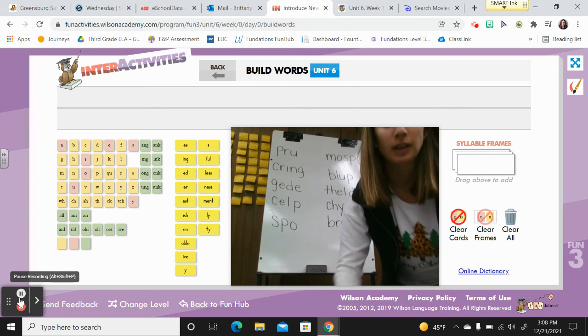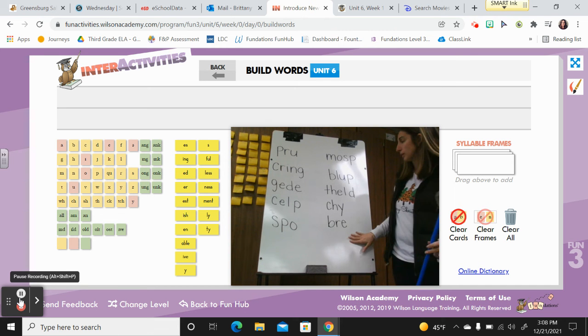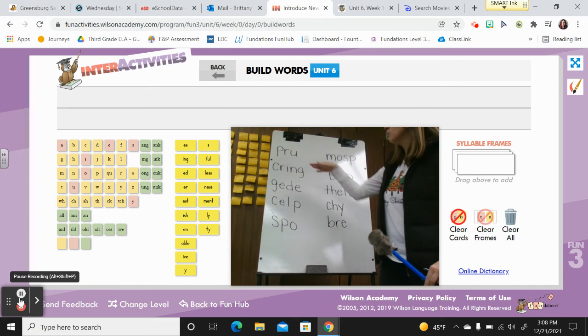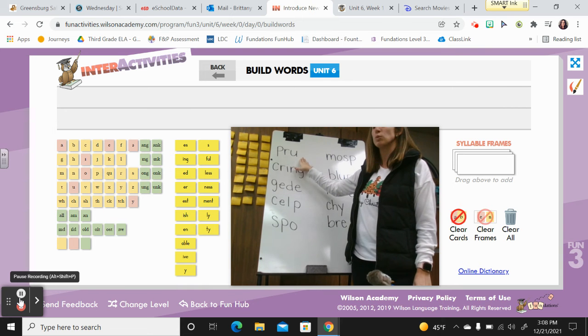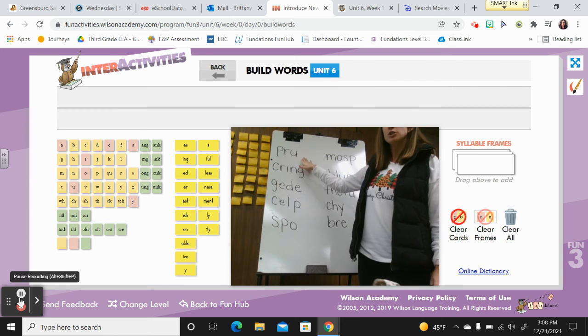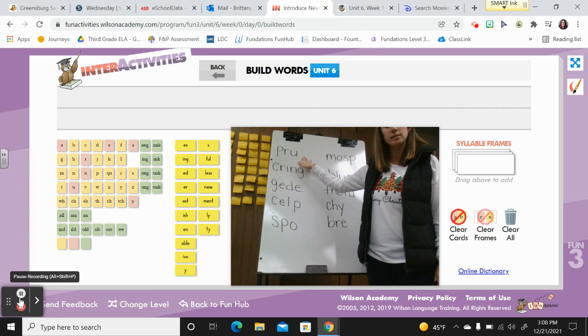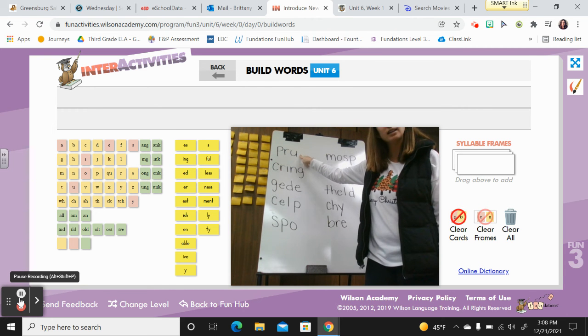Nice work. Okay, the next thing we're going to do is take a look at these nonsense words that I have written on the whiteboard here. Now, I'm going to point to a word and I want you to think, based on how the word looks and the rules that we've talked about so far in Unit 6, how would you pronounce this? How would you say it out loud? So think about this one and let's say it together.